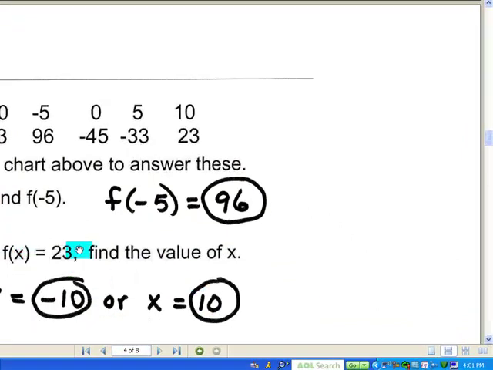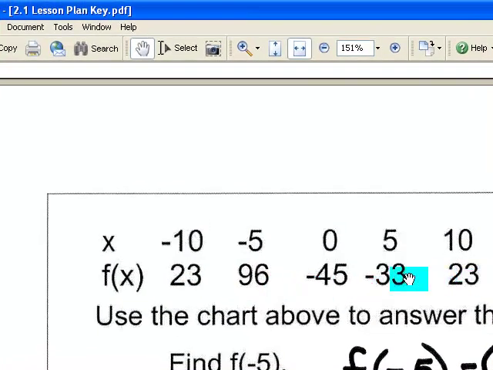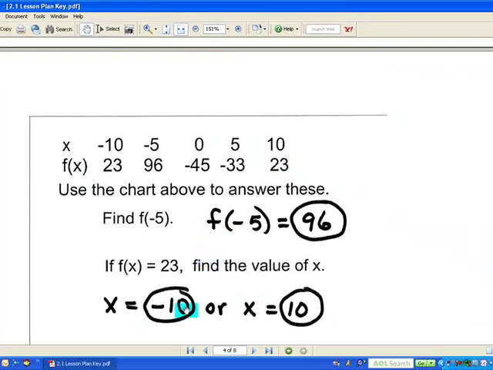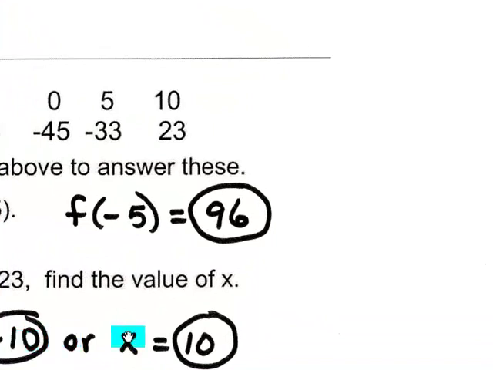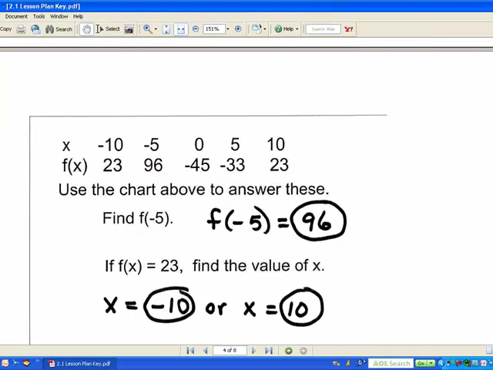Now, if f of x is 23, find the value or values of x that cause that. Well, this time they're telling me to look at f of x. So they're telling me to look in the bottom row. When I look in the bottom row, I see the number 23 twice. One time it was caused by putting in a -10. The other time it was caused by putting in a +10. So how many x values correspond to an output of the number 23? There's actually two answers. -10 is one answer, +10 is the other. So don't get excited just because you see it the first time.